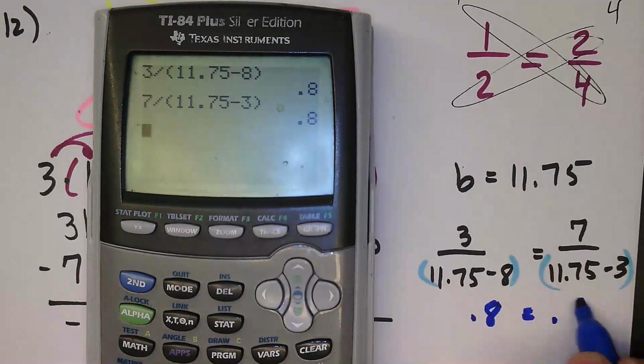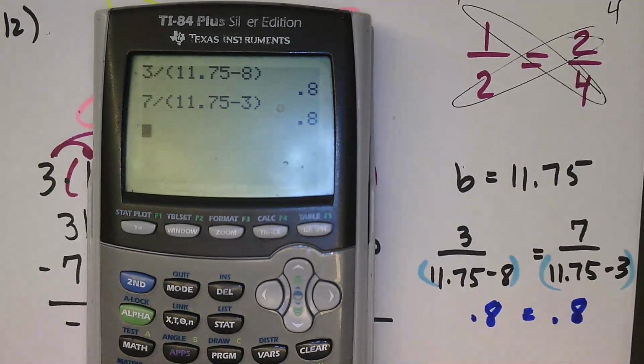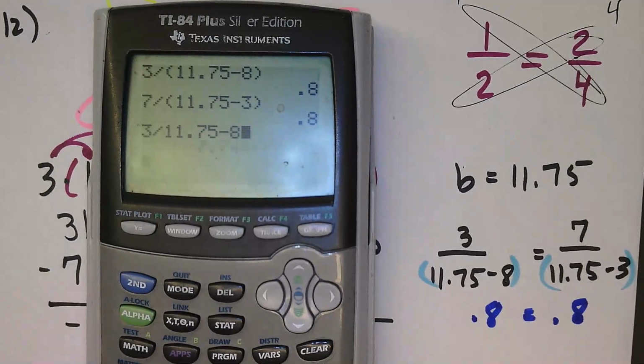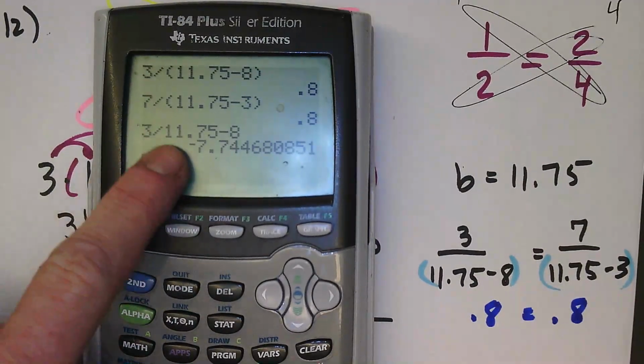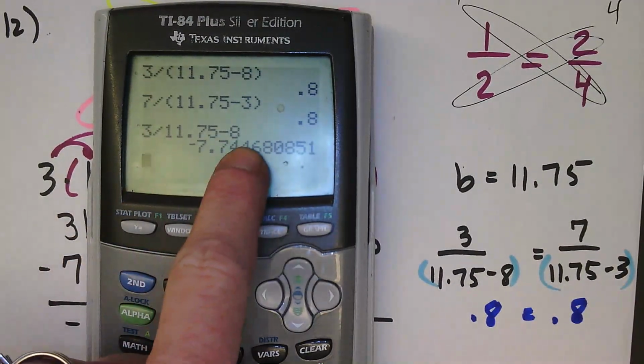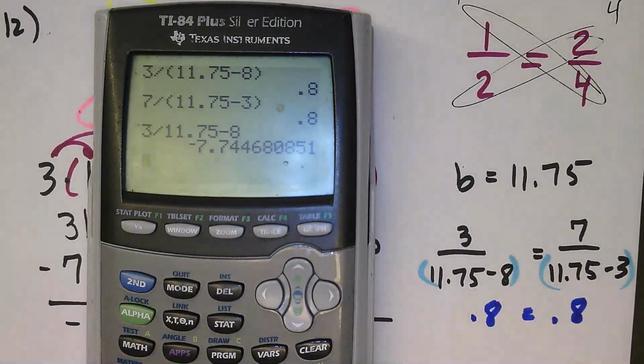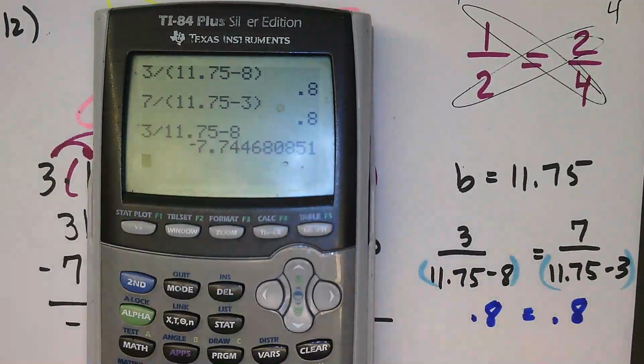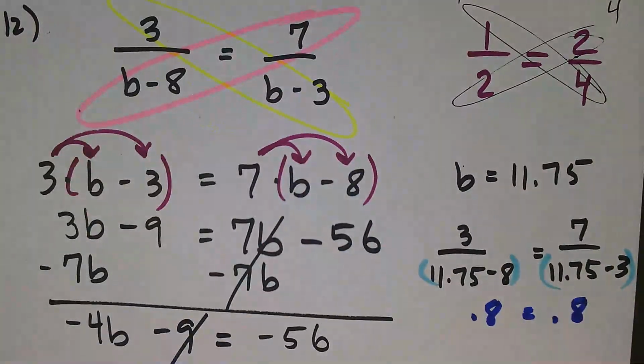That is my solution. The last thing I'll do right here, I just want to show you how if I didn't put the parentheses on that, you'd get a different answer. The reason is that the calculator thinks you're just dividing by 11.75, and then after that, you're subtracting the 8. It's really important that the calculator knows that that whole thing is in the denominator, and that's why those parentheses are so critical.